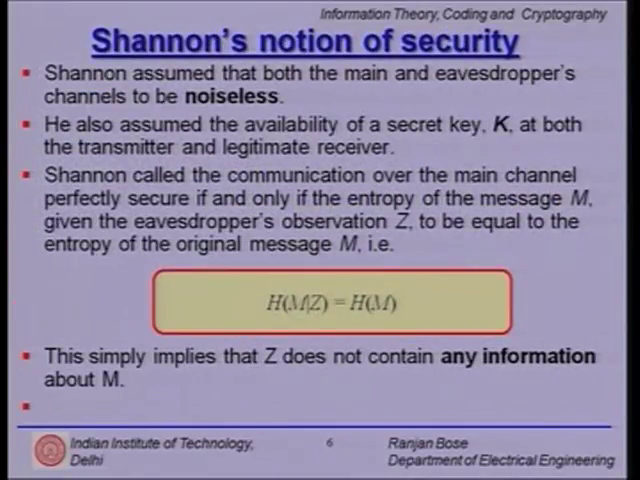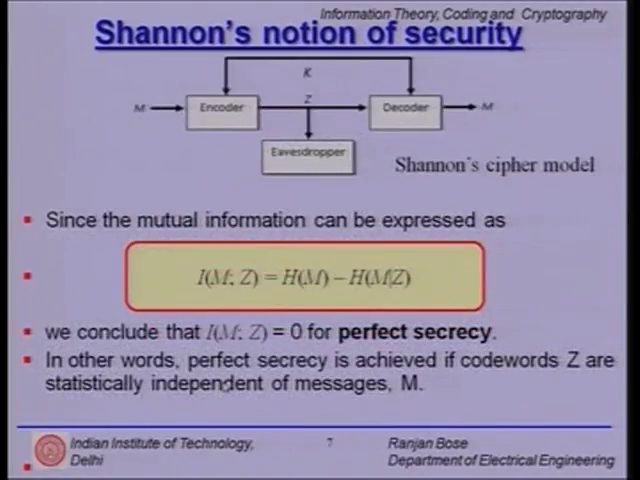In the last lecture, we talked about Shannon's notion of security, where Shannon assumed that both the main channel and the eavesdropper channel were noiseless. However, they had the same shared key k, which was used to encode and decode the message. And what Shannon said is that for perfect secrecy, H(M|Z), the entropy of the message M given the observation of the eavesdropper Z, is nothing but H(M). That is, no information is conveyed via Z. Z does not contain any information about M.